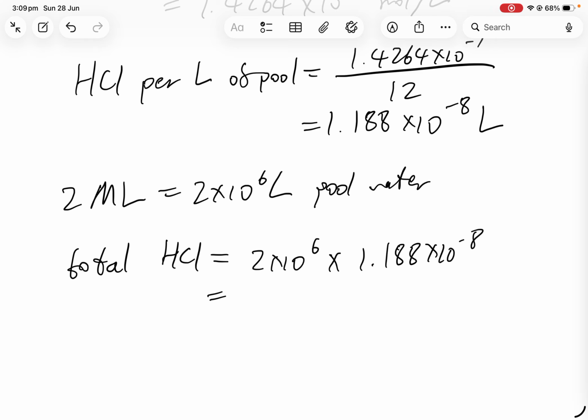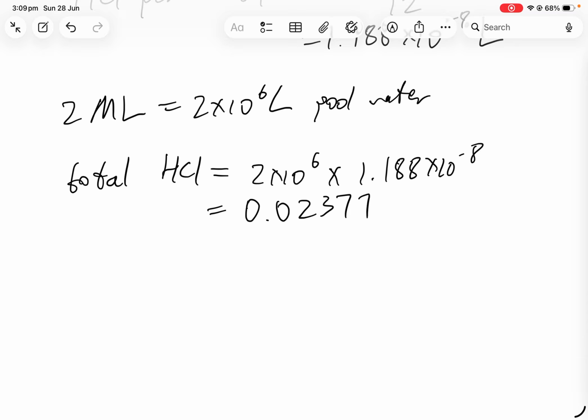So this should equal 0.02377 liters. We can times it by 1,000 to make it into milliliters. So that'd be 23.8 milliliters of hydrochloric acid for this question. Okay, that's an interesting question. All right, now we move on to the next question.